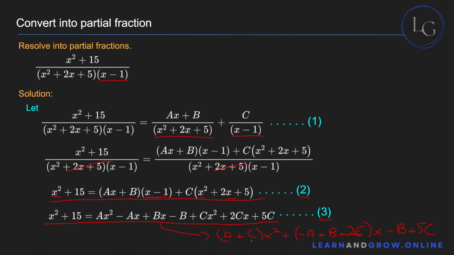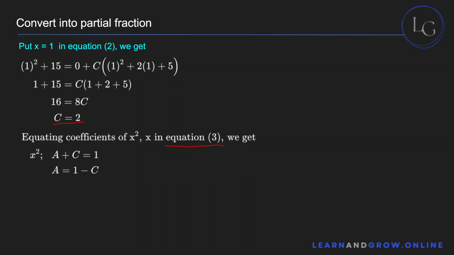So you can see that the coefficient of x squared on the right hand side is a plus c, and the coefficient of x on the right hand side is minus a plus b plus 2c. So a plus c on the right hand side is equal to 1 on the left hand side. Since the coefficient of x squared on the left hand side is 1, a plus c is equal to 1. Now, since a plus c is equal to 1 and we already found the value of c, when you plug in the value of c as 2, you get the value of a, which is equal to minus 1.